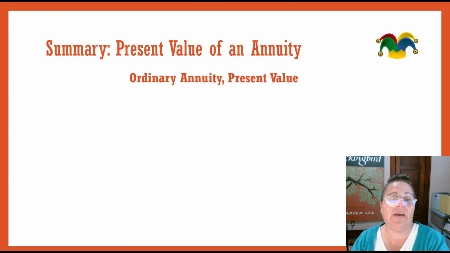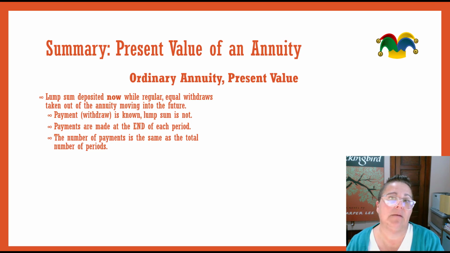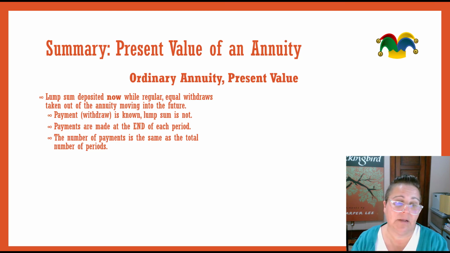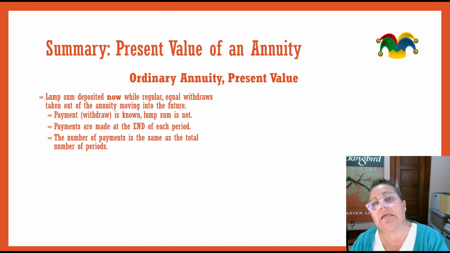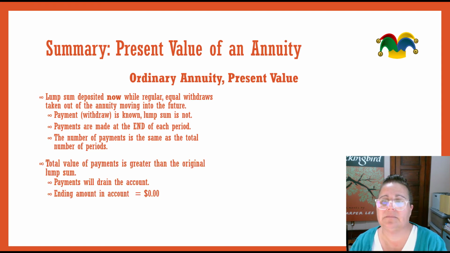The summary for the present value of an annuity. This is an ordinary annuity in present value, keeping in mind that this is a lump sum that is deposited now, and we take regular equal withdrawals. Our payment or withdrawal amount is known. The lump sum is not. We are finding the lump sum. Because this is an ordinary annuity, it is done at the end of each period. And the number of payments that you take will be the same as the total number of periods for the annuity. The total value of the payments should always be greater than the lump sum. The payments that are taken out will always drain the account so that the ending balance is 0.